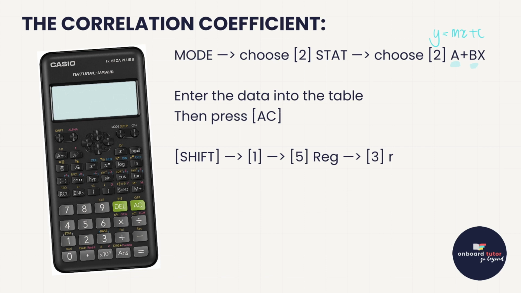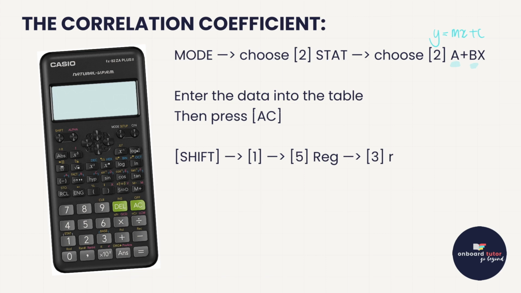And then you want to push this AC button. So you don't want to clear the memory completely. You want to push AC. And now we want to actually answer the question. So what is the correlation coefficient? And so to do that, we go shift, and then we push the number 1, and then we choose option 5 for regression, and then we choose R for correlation coefficient. Okay, so jot those down because just now in the example, we are going to practice the correlation coefficient.